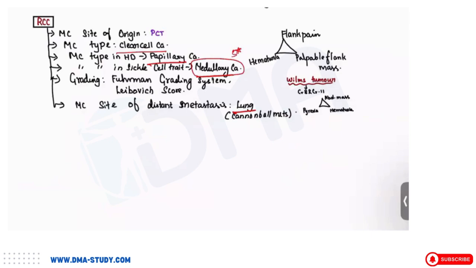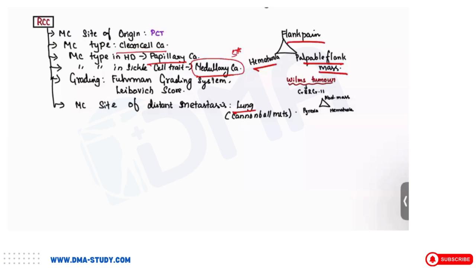You may see the triad of symptoms. RCC triad: hematuria, abdominal mass, and abdominal pain. While Wilms tumor occurs in children with chromosome 8 and 11 defects, the same symptoms will be there, but instead of abdominal pain you may have pyrexia. Pyrexia, abdominal mass, and hematuria is seen in Wilms tumor. Whenever you see a child with painless hematuria, typically it's a Wilms tumor.